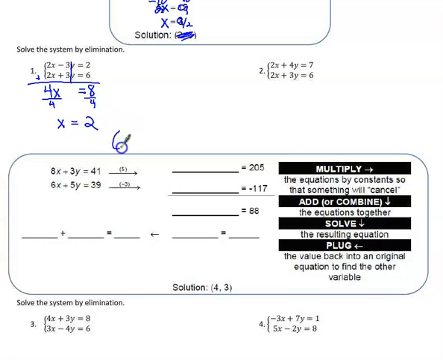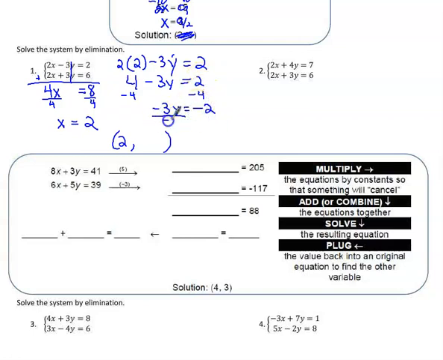Now we have half of our answer, 2 comma, that's the x, I need the y. So we're going to take that 2 and plug it into either of the original rows, it doesn't matter. So I'm going to take the top row. 2 times x, which is 2, minus 3y equals 2. So 4 minus 3y is equal to 2. Subtract 4 from both sides, and negative 3y is equal to 2 plus negative 4, which is negative 2. Divide by negative 3, divide by negative 3. We get y is a positive 2/3.